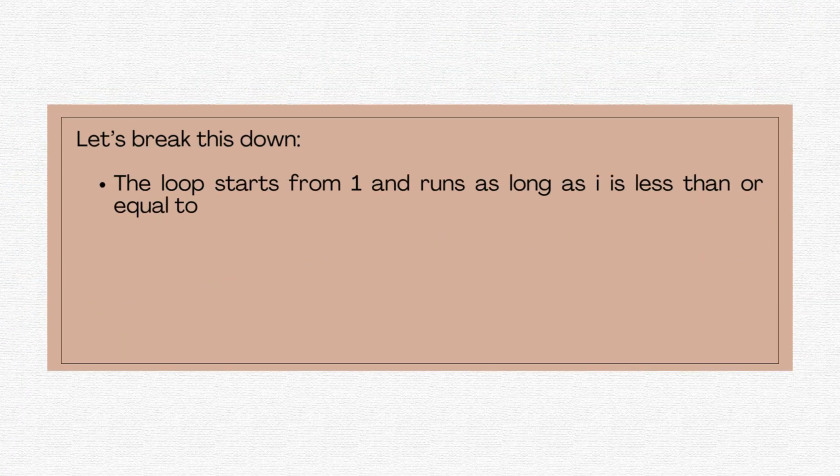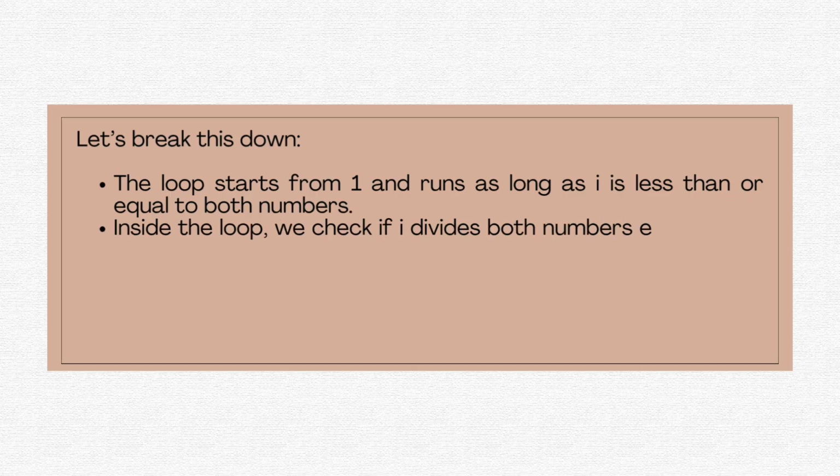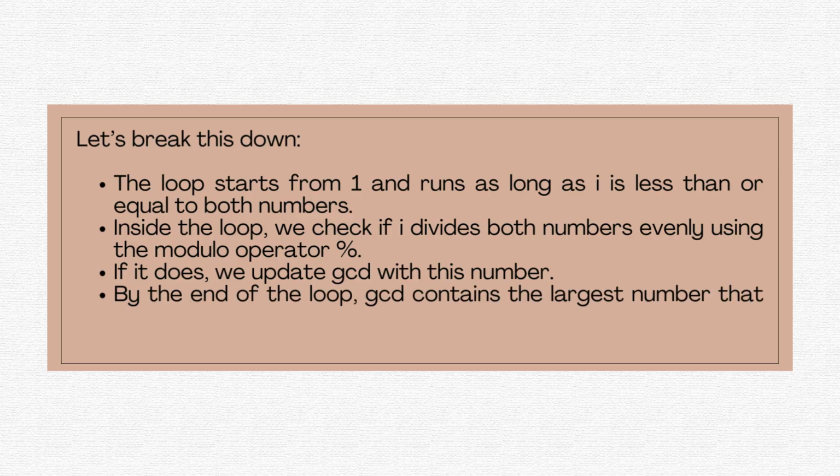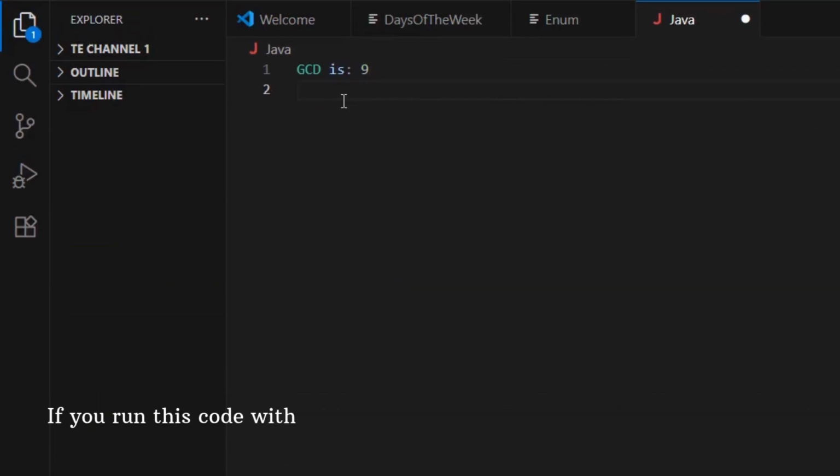Let's break this down. The loop starts from 1 and runs as long as i is less than or equal to both numbers. Inside the loop, we check if i divides both numbers evenly using the modulo operator %. If it does, we update gcd with this number. By the end of the loop, gcd contains the largest number that divides both numbers. If you run this code with 81 and 153, the output will be GCD is 9. Perfect, that's exactly what we expected.